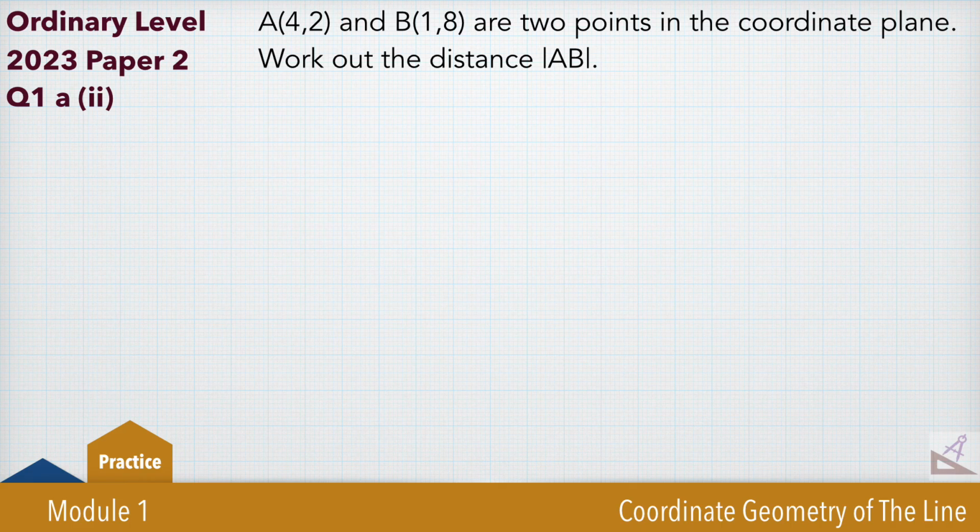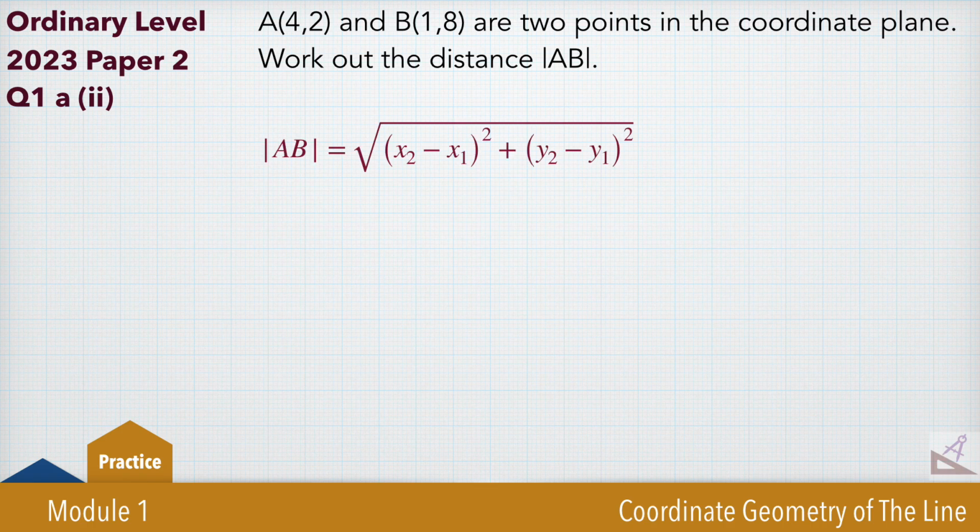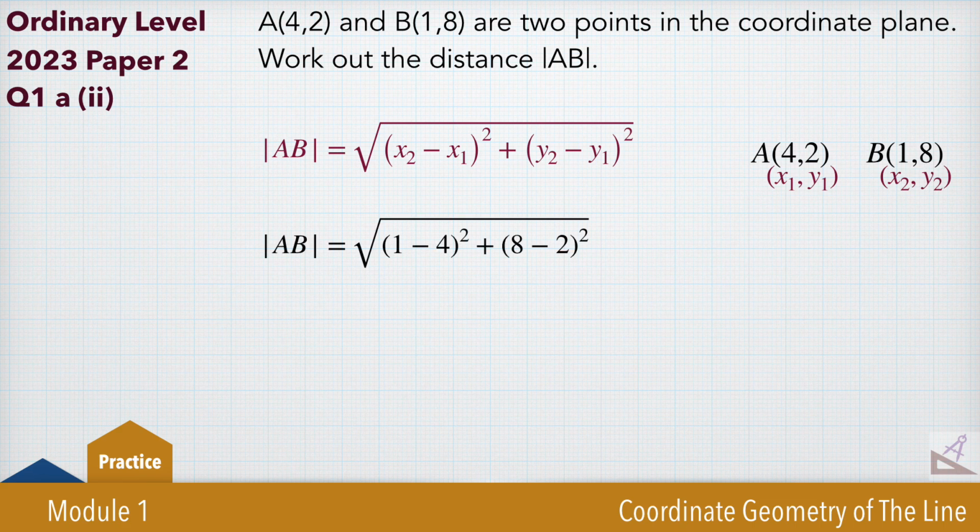In our last question in the module, we are given the coordinates of the points A and B, and we are asked to work out the distance from A to B. As we are given the coordinates, we can use the distance formula again. We start by labelling our points and then substituting them directly into the formula. Entering this into a calculator gives a result of 3 root 5 units.